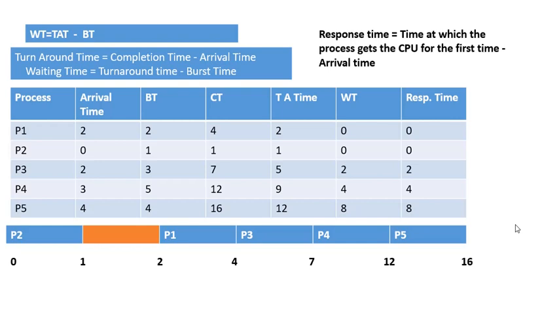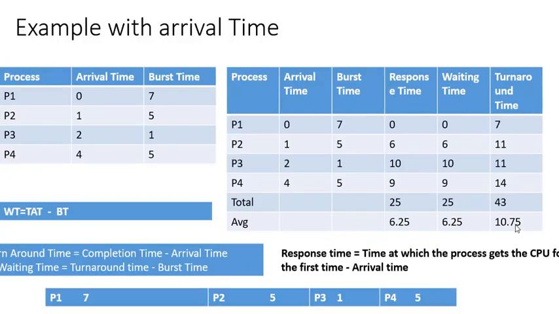Now, you can see processes 1, 2, 3, 4, and 5. There are 5 processes, so first we need to create a Gantt chart. But here the arrival time is given. In the previous example, the arrival times were in sequence, that is 0, then 1, 2, and 4, right? So it was in sequence, so we didn't have to worry about it.